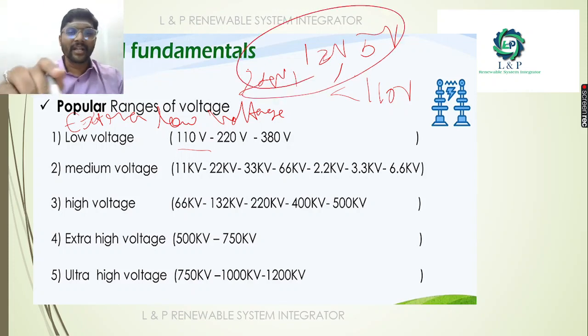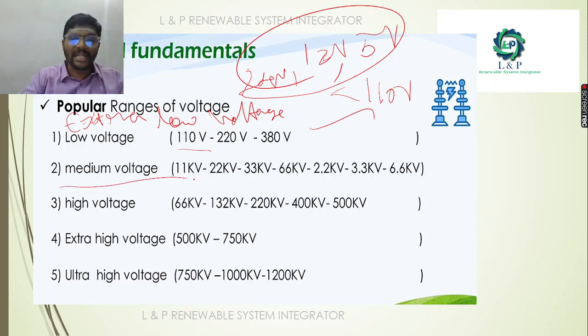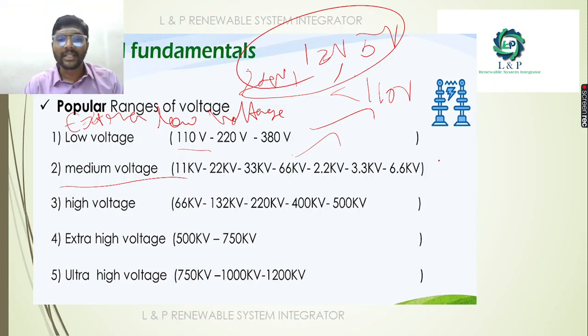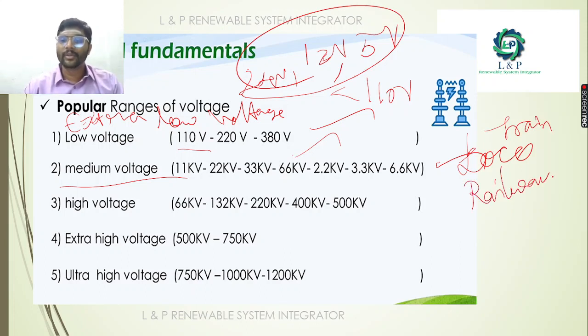In the low voltage category, it will be in the range of 110 volt to 220 volt or up to 380 volt. If you are going for a medium voltage range, it can be from 11 kilovolt to 66 kilovolt. Either 2.2 kilovolt, 3.3 kilovolt, 6.6 kilovolt, 22, or 33 kilovolt will come under the medium voltage category. An example is the locos, the loco trains operated in the railway station. All the standard railways, Indian Railways, will be using this medium voltage range.